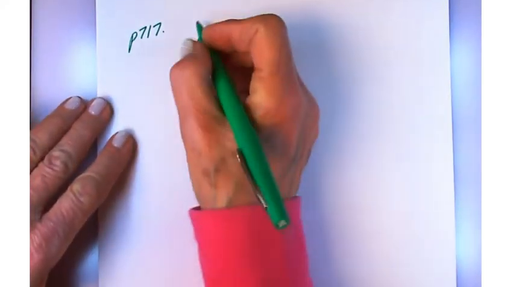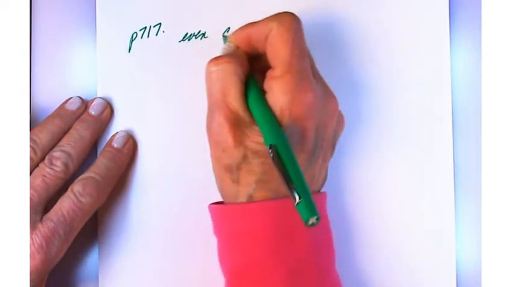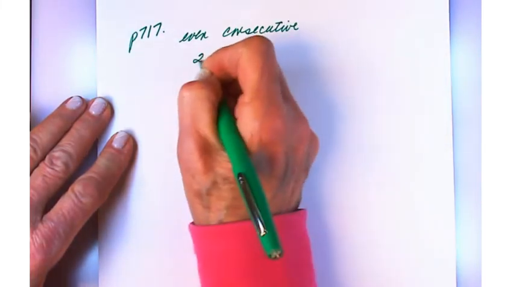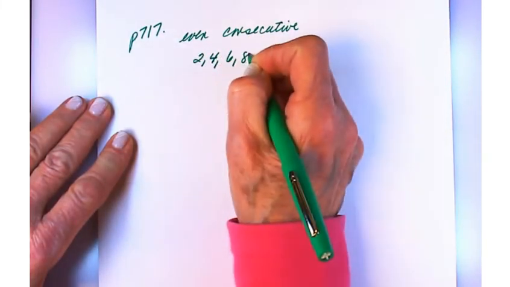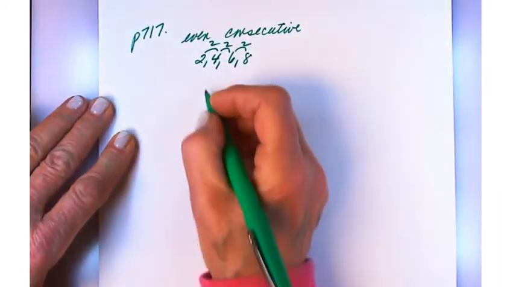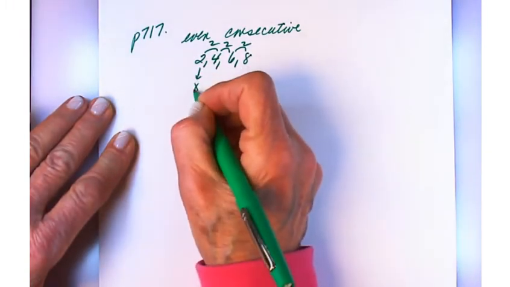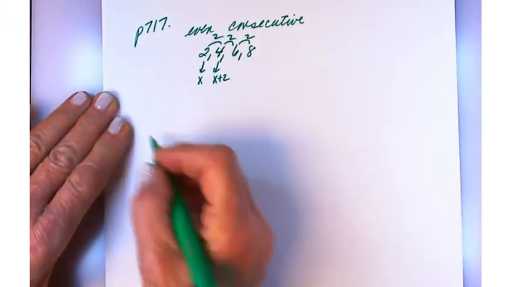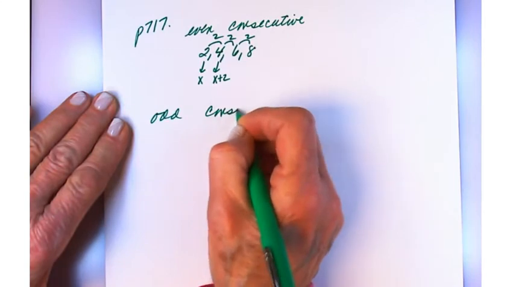Okay. So now, looking at page 717, we want to talk about even and odd consecutive integers. So even consecutive integers, let's just think about even. 2, 4, 6, and 8. Each one differs by 2 units. So if I let this number be x, to get here I have to add 2, and I get x plus 2. Okay? What about odd consecutive integers?